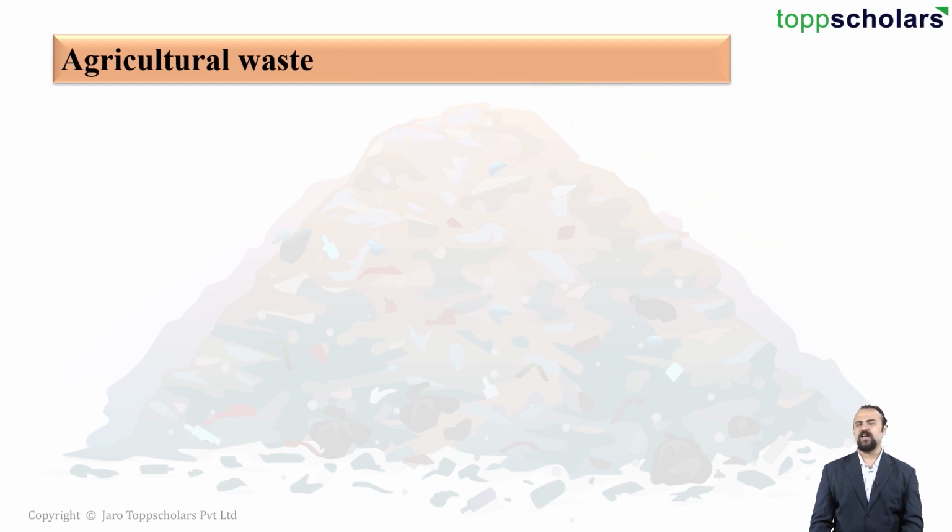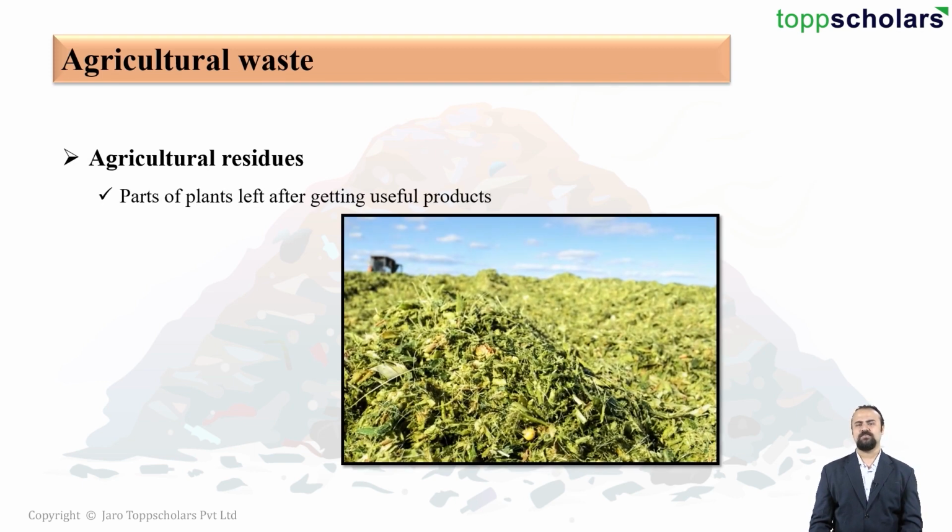Students, first we have agricultural residues. Now what exactly is meant by this? These are parts of the plants which are left after getting the useful products. Let us take an example. Let us say there is the crop known as wheat.